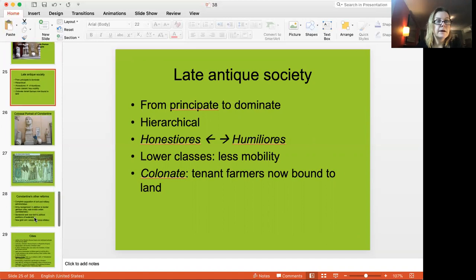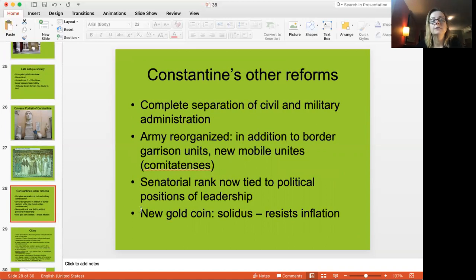Now, the way Constantine contributes to this is in a number of important ways, and we are going to observe these in some more detail further on in this lecture. But I think that one part of this is the complete separation of the civil and military realms as administrative positions. You don't go back and forth between those two, which comes with also an army reorganization. More on this in a moment. But importantly now, senatorial rank will be tied to political positions of leadership, but not to military ones, right? So we really see the separation very powerfully.